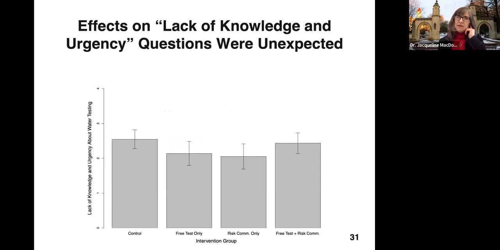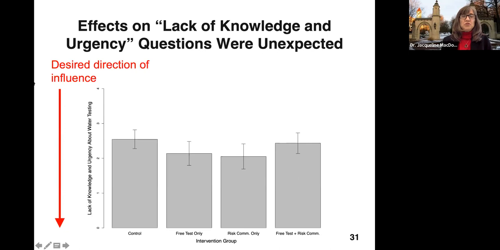So we wanted to see, did the communication influence these factors that seem to influence people's behavior around water testing? And this is a little bit hard to interpret, but basically these are our 4 experimental groups. The control, these are the people that got only a free test. This is the risk communication only group. And this is the group that got both. And this is the sense of agreement with respondents that they really didn't know how to get a water test and they didn't think it was too important.